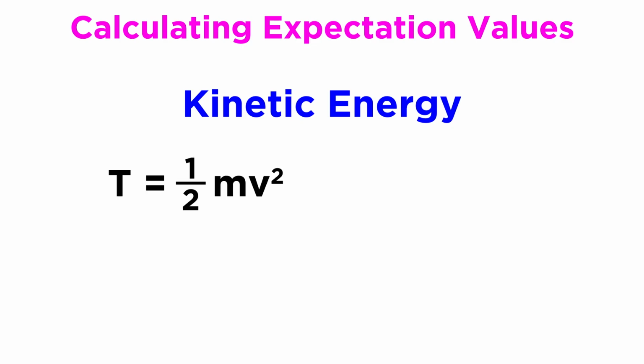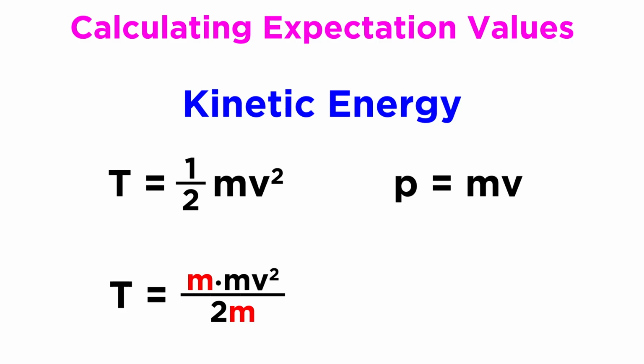In the classical physics series, we learned that the kinetic energy of an object, which from now on we will represent as T, is equal to 1/2 mv squared. And since momentum equals mass times velocity, if we just put an additional mass term in both the numerator and denominator to keep the expression equivalent, we can change m squared v squared into (mv) quantity squared, or p squared, leaving us with p squared over 2m.